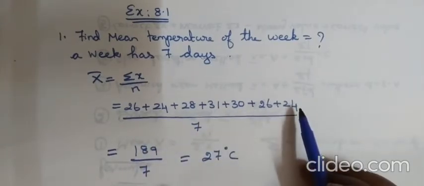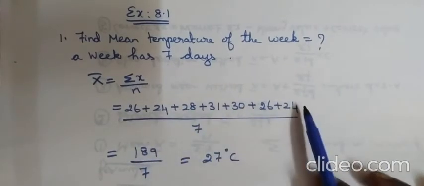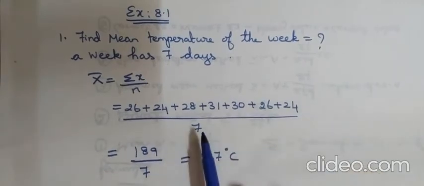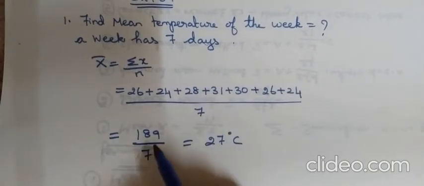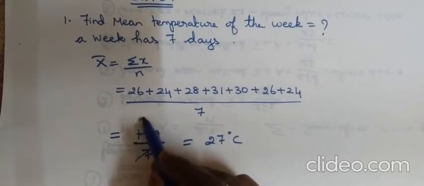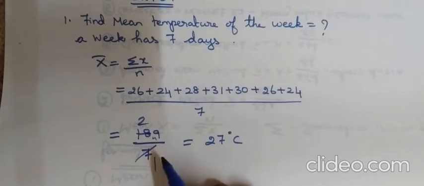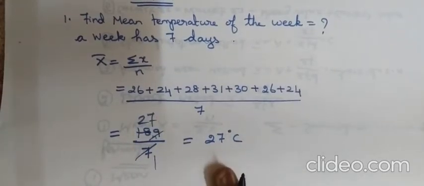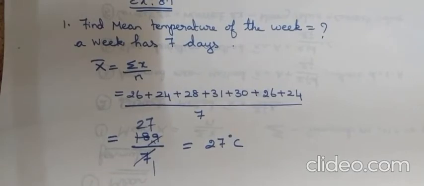So we are going to find out the mean, that means the average. I am going to add all the values in the numerator. Adding, 189 will come. The denominator is 7, the number of days. So we can cancel here. 7 ones are 7, 7 twos are 14. Here 18 is there, but an extra 4 is there, so 4 will make 49. 7 sevens are 49. So the answer is 27 degrees Celsius. Mean temperature of the week is equal to 27 degrees Celsius.